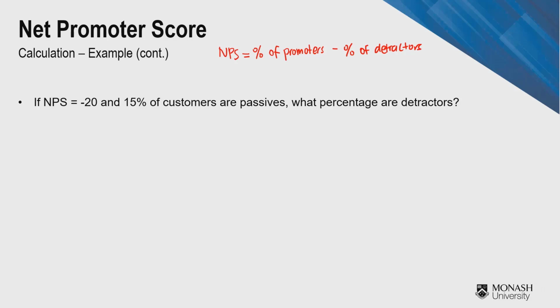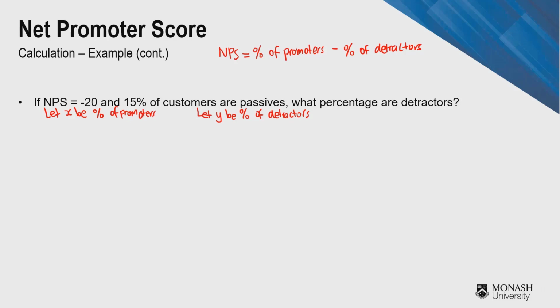Now for simplicity, because we're going to write percentage of promoters and percentage of detractors, let's call them X and Y, so that it makes it a little bit easier when we want to reference them. So let X be the percentage of promoters, and let Y be the percentage of detractors.